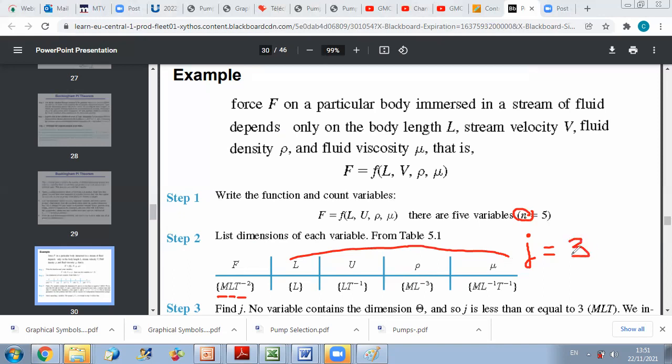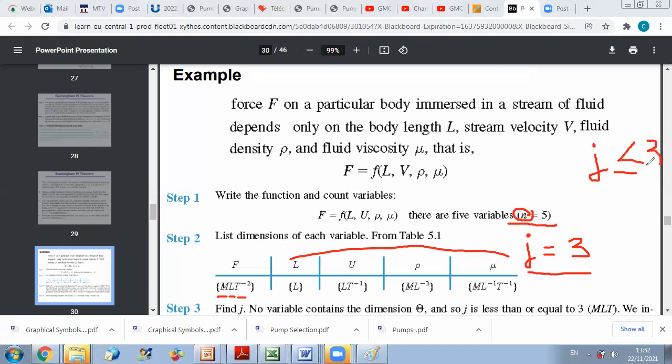J equals 3. Now, once you determine the number of variables and the number of dimensions involved in these variables, you can say that J is at most equal to 3. You will understand more when we do examples. The number J can be smaller than or equal to 3.